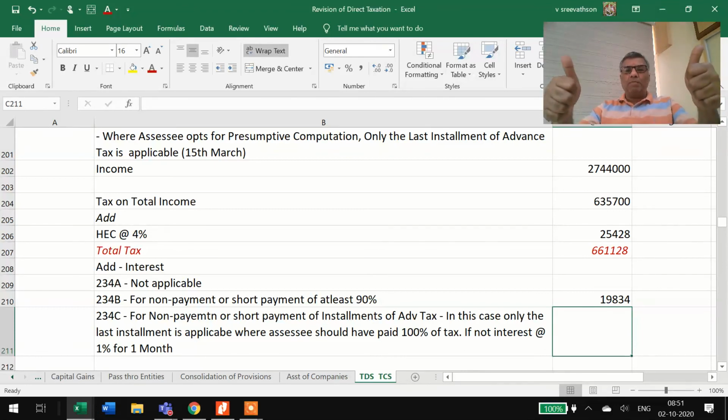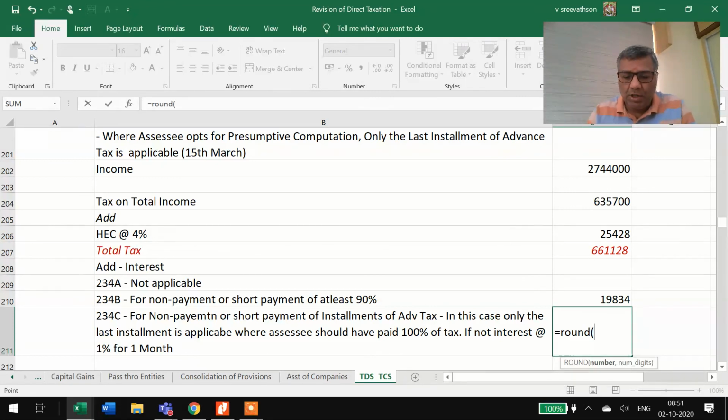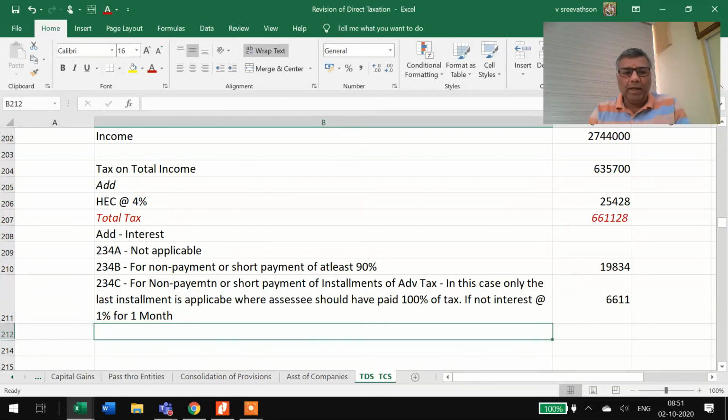If it is for March, it is only 1%, because from April 234B takes over. 234C ends where 234B begins. So it will be only 1% for 1 month, which will be calculated. Only if it is another installment, it is for 3 months. So, 1% into 1 month.